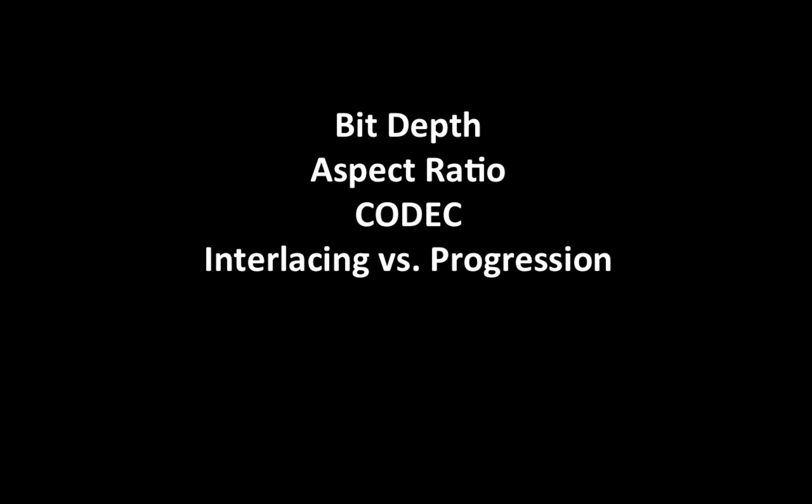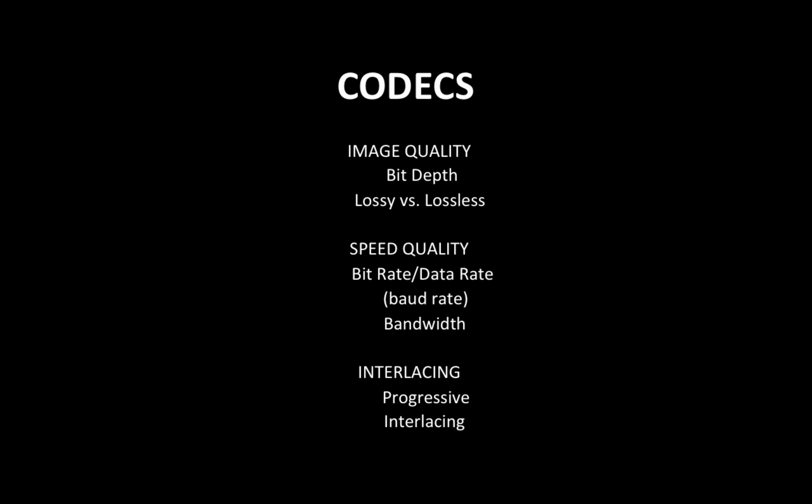Okay, everybody, we are going to look at some things that will affect your file type, including the file efficiency, file size. A couple of the vocab words that we're going to look at, and you're going to do an exercise on understanding a little bit better, is bit depth, which should be a little bit of a review, aspect ratio, codec, what they are, why they're important. And then we'll finally look at interlacing versus progression.